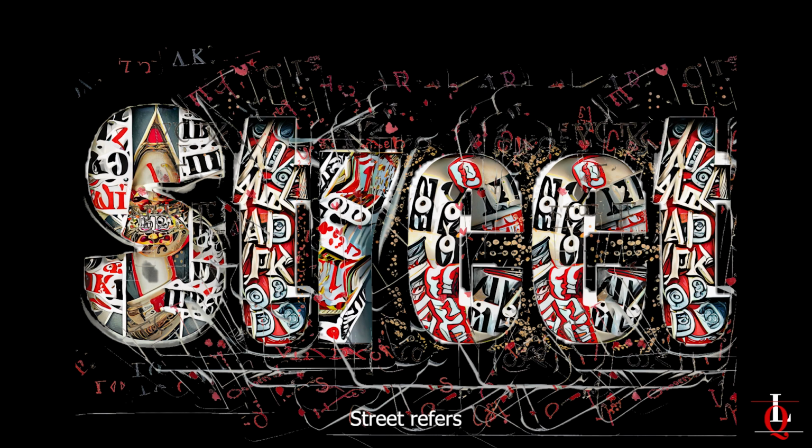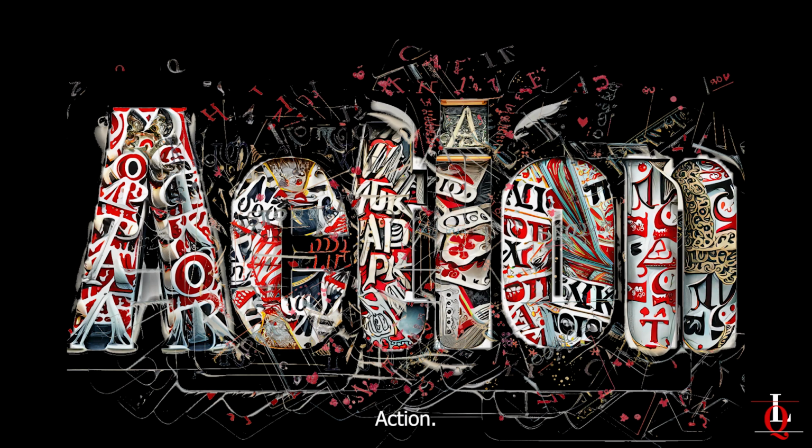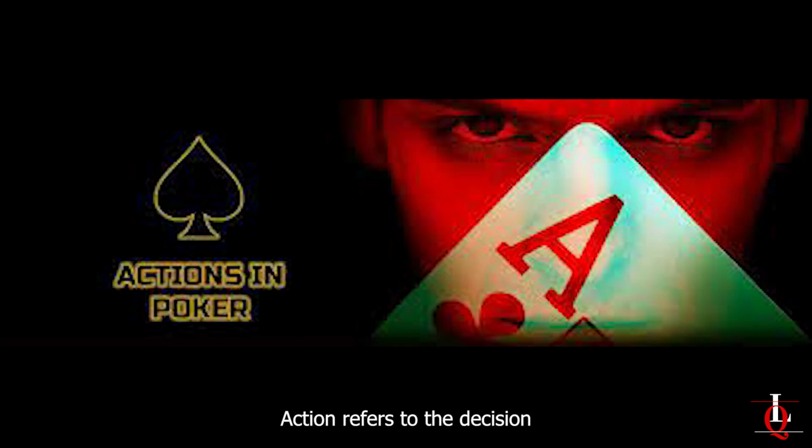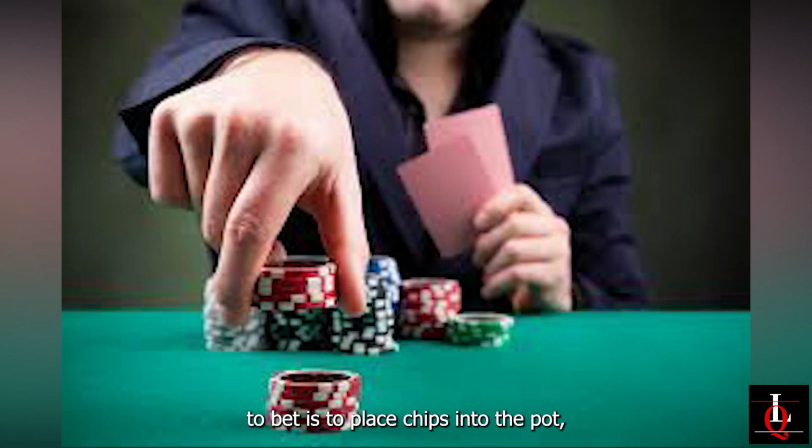Street. Street refers to each betting round in a hand, which occurs after specific cards are dealt. Action. Action refers to the decision a player takes on each betting street. Bet. To bet is to place chips into the pot, particularly when you're the first player to do so.